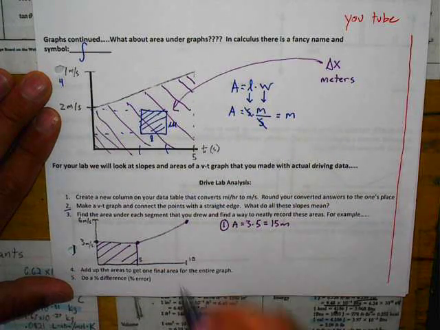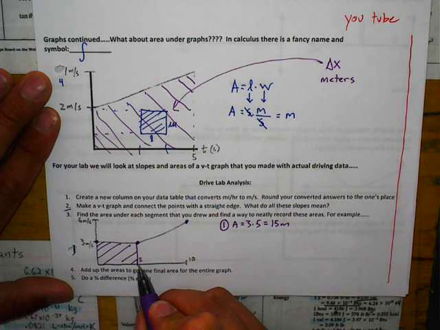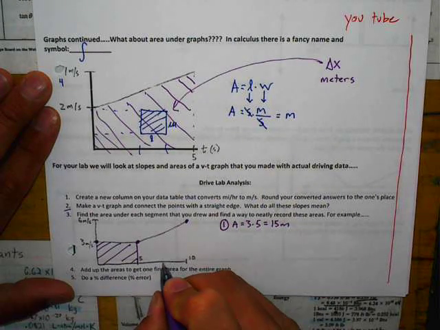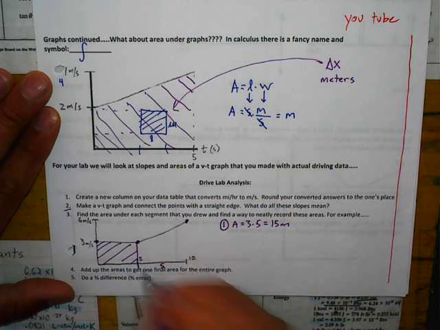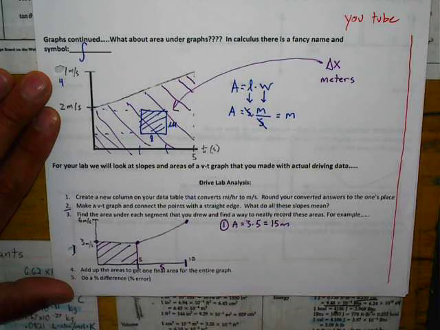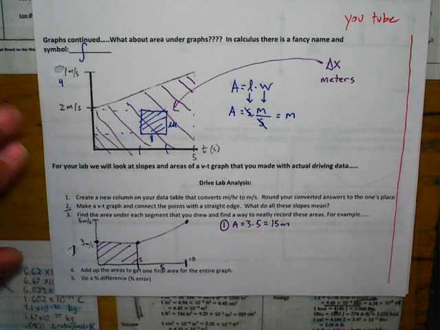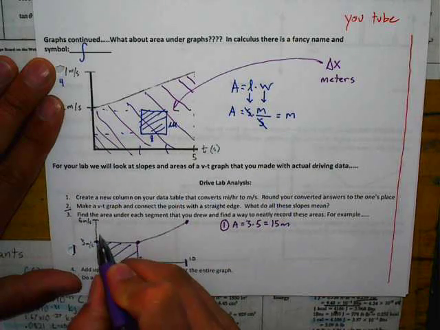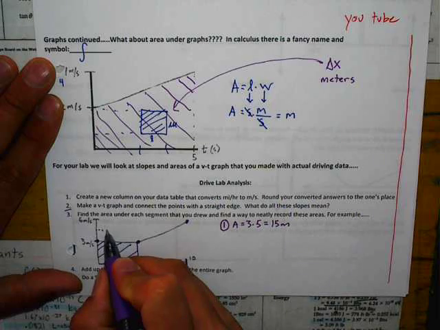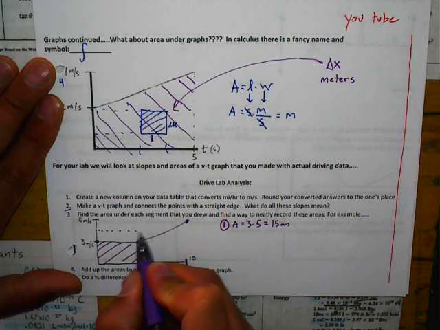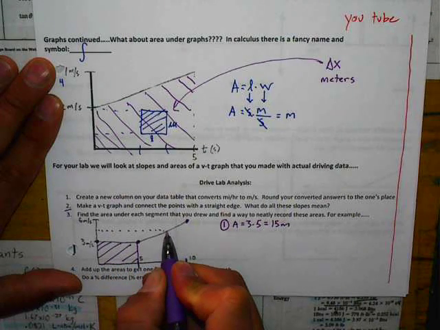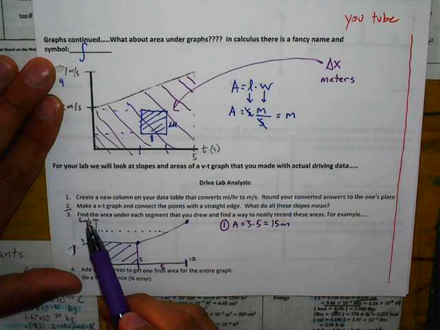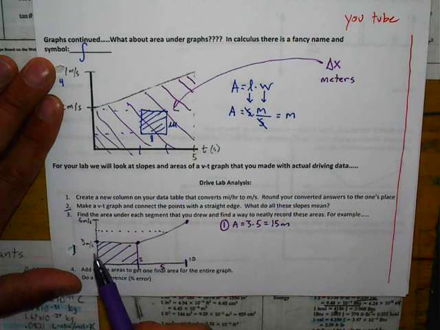Okay, now my second segment is still 5 from here to here. Alright, but what height do I use? Because now I've got a sloped line. So here's what we're going to have to do. We are going to have to use the average for this segment. So between 3 and 6 here, that's going to be my average.